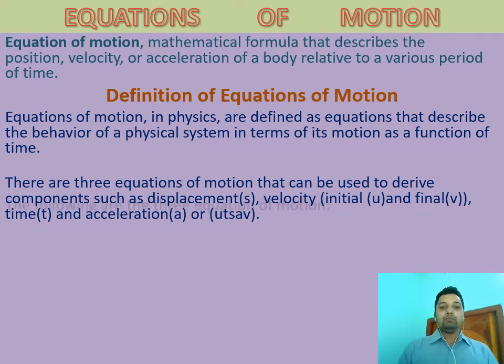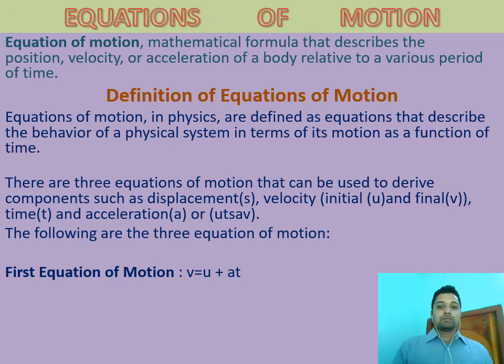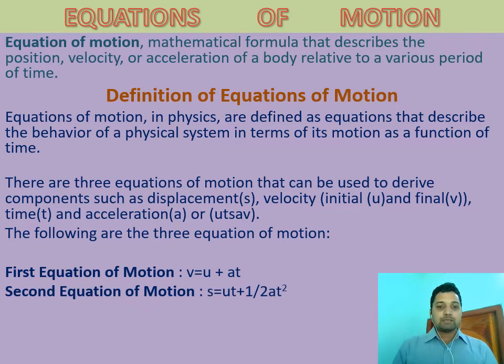Now we come to the first equation of motion. Here we will get three equations. The first equation of motion is v equal to u plus at. That is, final velocity equals initial velocity plus the product of acceleration and time. The second equation of motion is s equal to ut plus half at square.